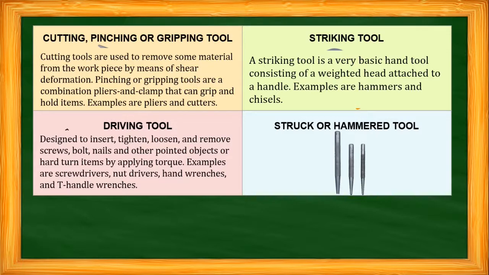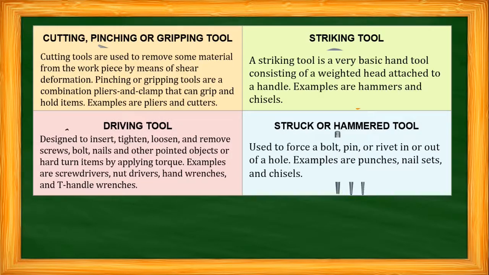Last one are the struck and hammer tools. It is used to force a bolt, pin, or rivet in or out of a hole. Examples are the punches, nail sets, and chisels. The struck or hammer tool are always combined with the striking tools. So these are the 4 classifications of hand tools.